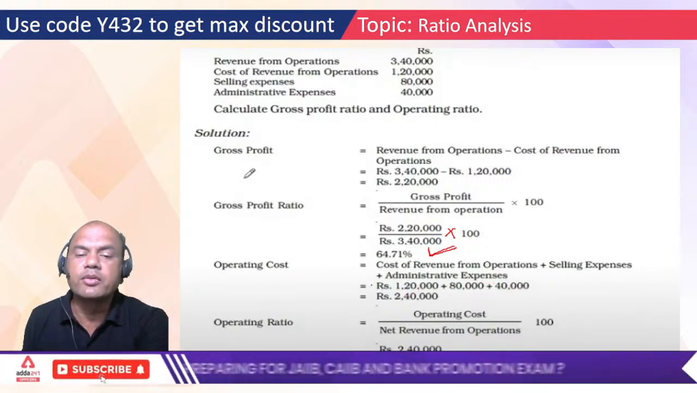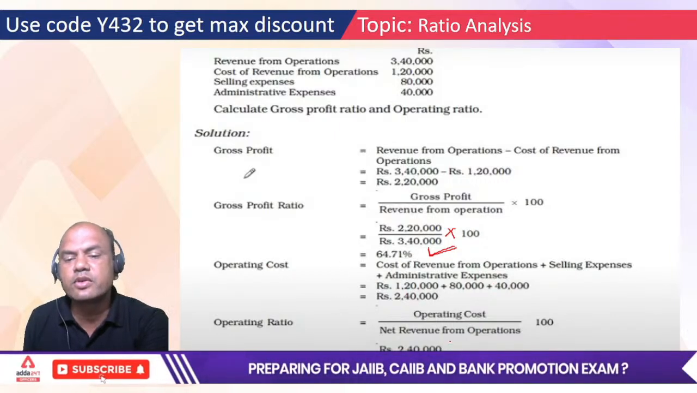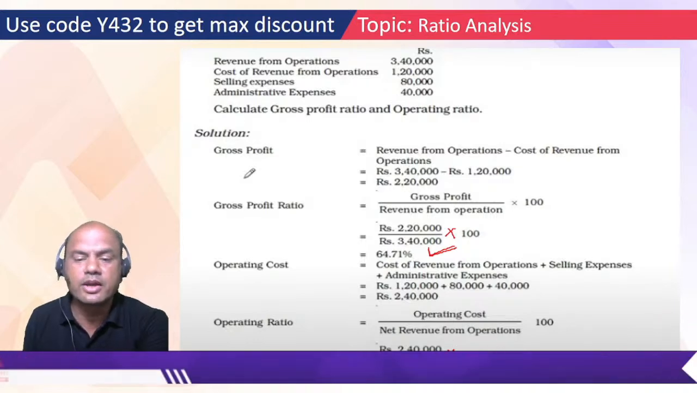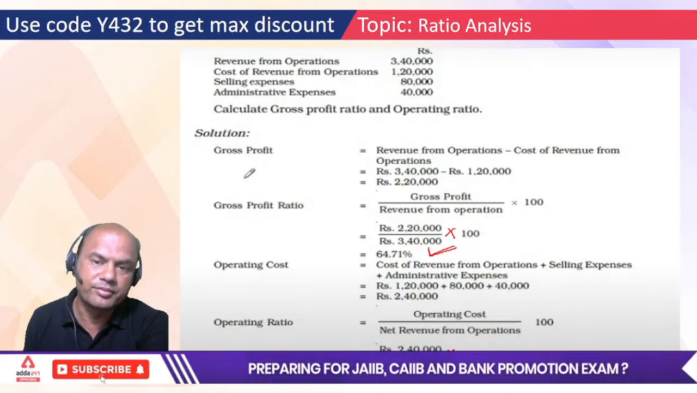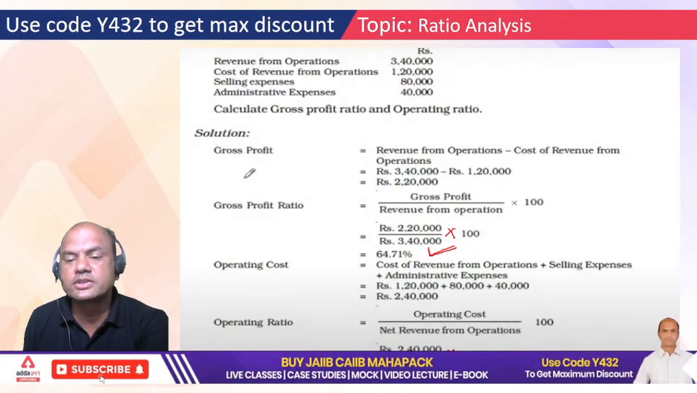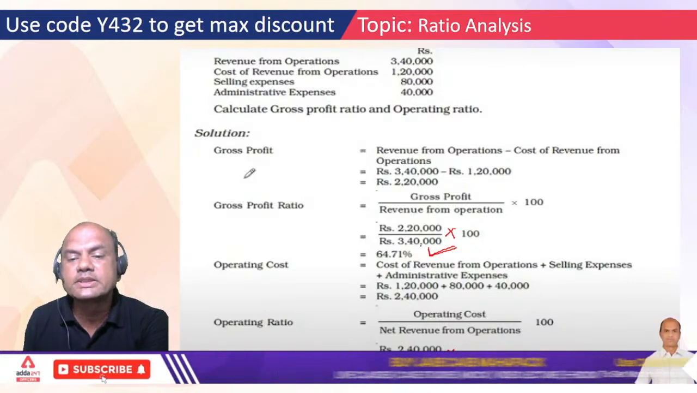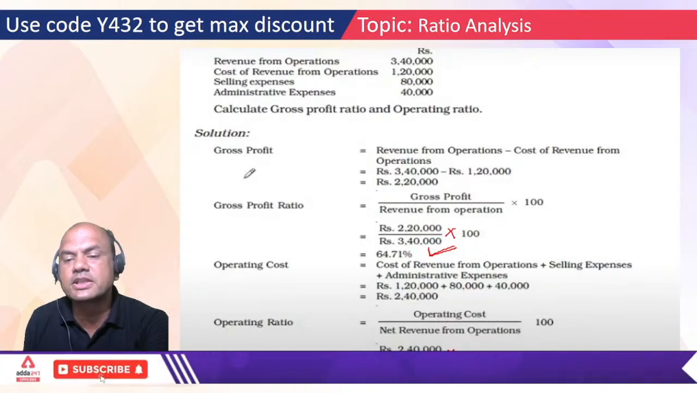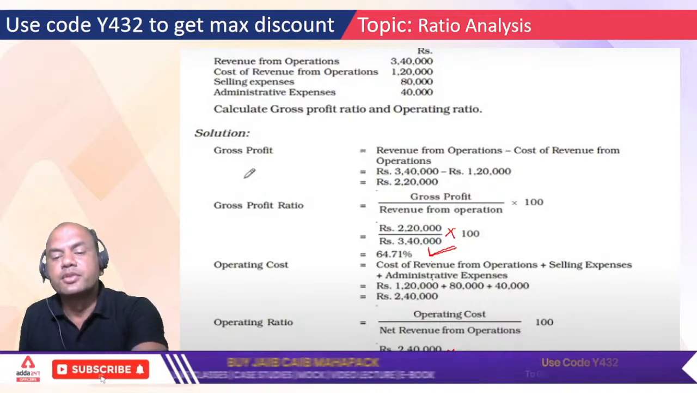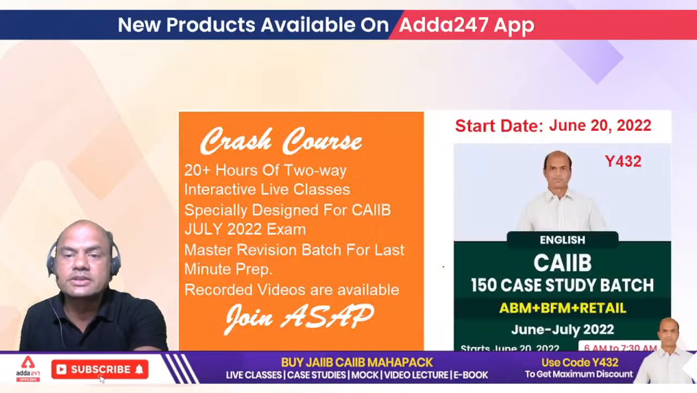Now we have got this operating cost as 240, and sales we already know, 340. So 240 upon 340 into 100, right? So that's what you get, 70.59. Is everyone getting this answer? 70.59. Try it yourself and understand this: cost of revenue from operations plus selling expenses plus admin expenses. Okay, so that was it about the case study.